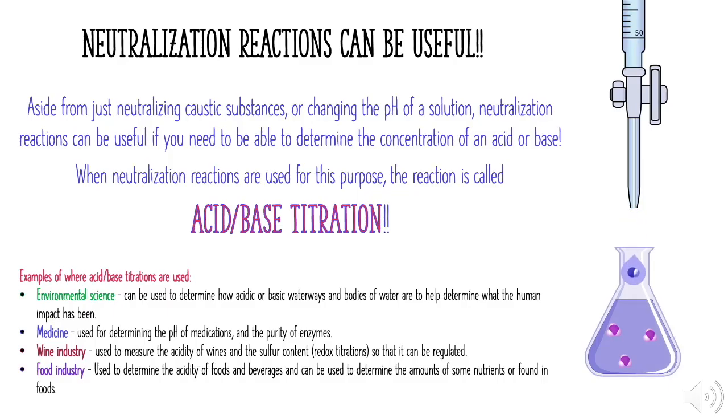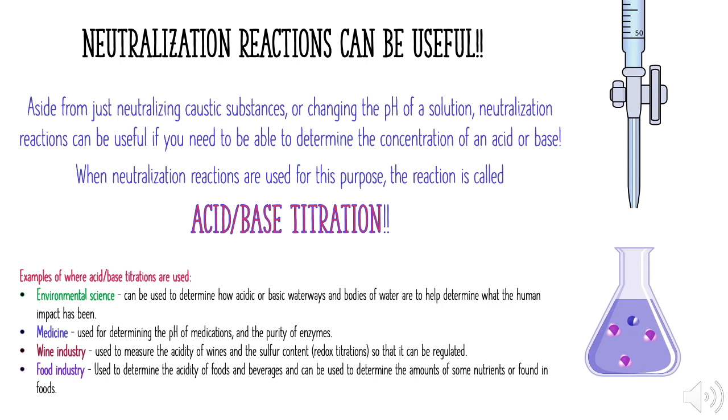So neutralization reactions can be really useful. Aside from just neutralizing caustic substances or changing the pH of a solution, neutralization reactions can be useful if you need to be able to determine the concentration of an acid or base. When neutralization reactions are used for this purpose, it's called an acid-base titration.